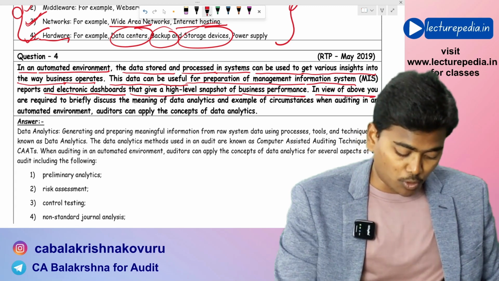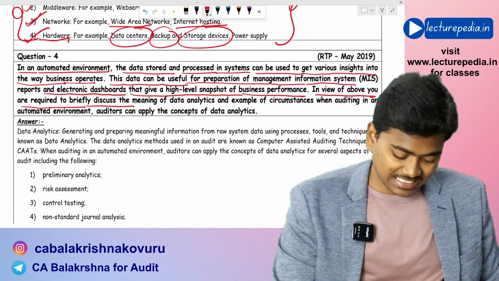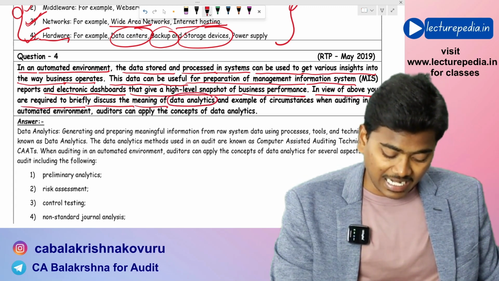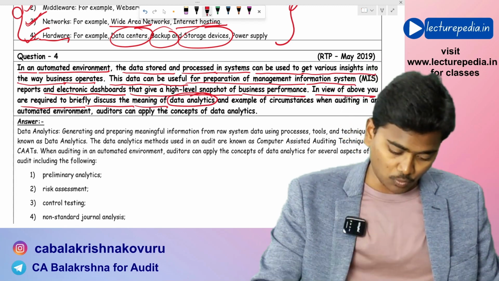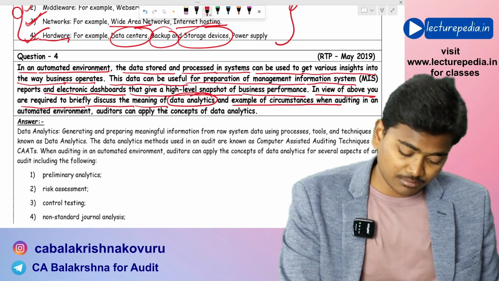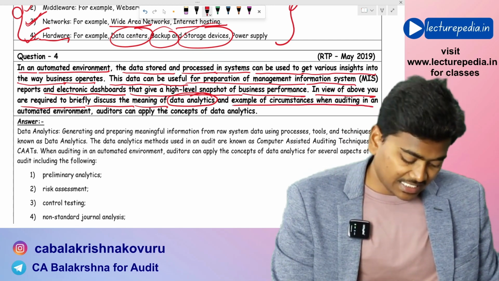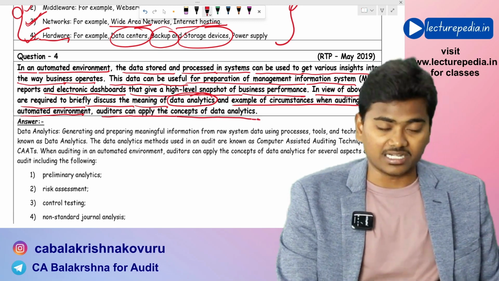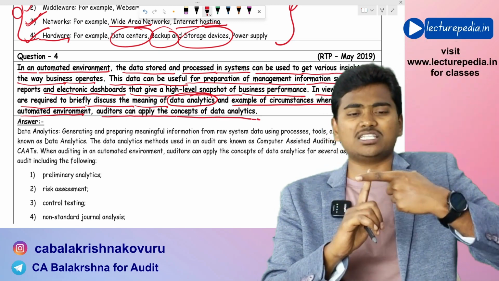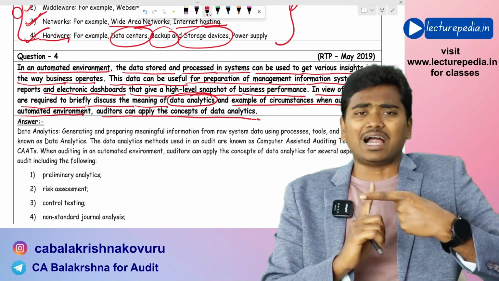In view of the above, you are required to briefly discuss the meaning of data analytics. What is meant by data analytics? That is the first question he is asking you. And an example of circumstances when, auditing in an automated environment, auditors can apply the concept of data analytics. He is asking you 2 questions. First one is, what is meant by data analytics?